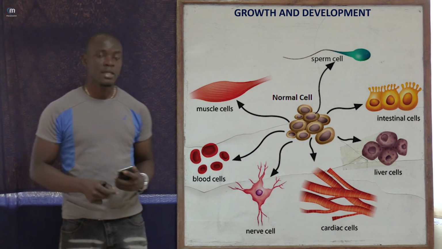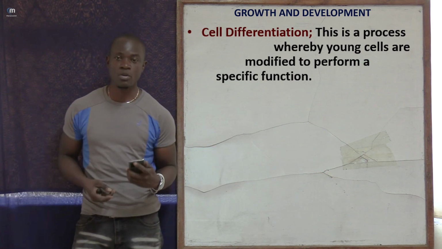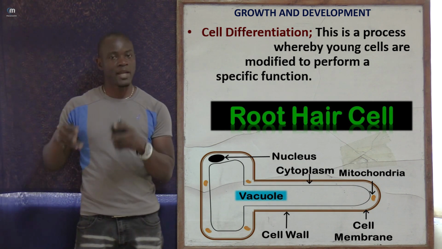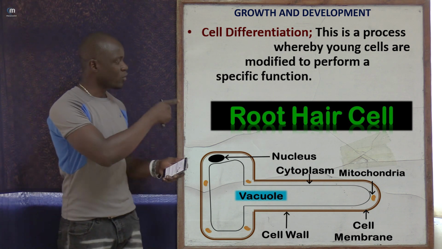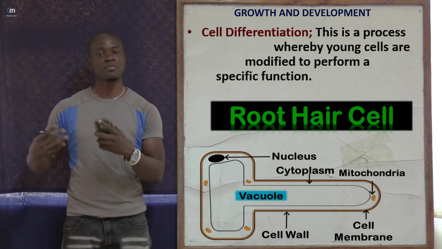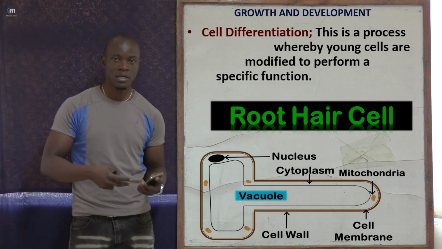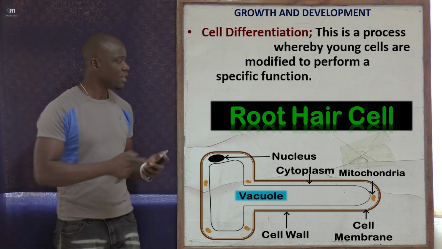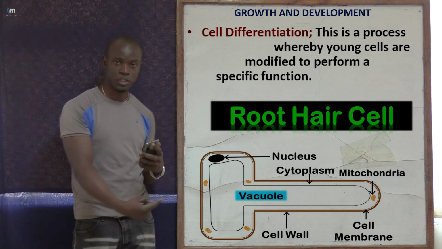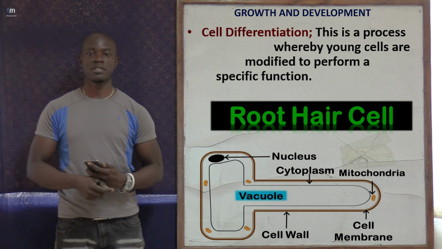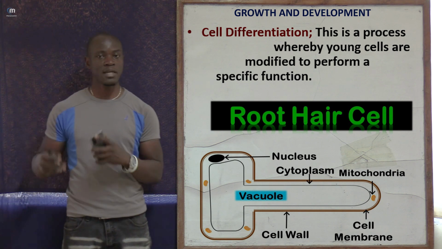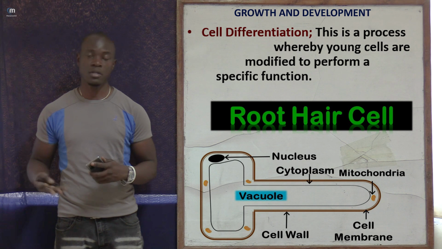Remember, in cell specialization, just to mention a few, we have a root hair cell. This root hair cell was once a normal plant cell, but then it was modified and given a projection. What is the function of the projection that it was given? The function of that projection that developed is to absorb water and mineral salts. Now you see, this is a plant cell which has been modified. It was once a normal plant cell, but then it developed that projection in order to absorb water and mineral salts. So this modification of this cell and any other cell is what we are referring to as cell specialization or cell differentiation or modification.